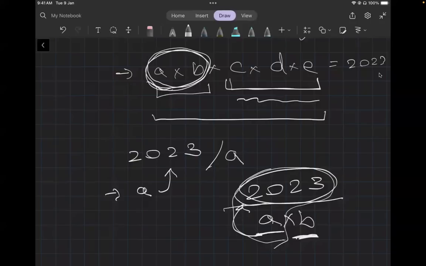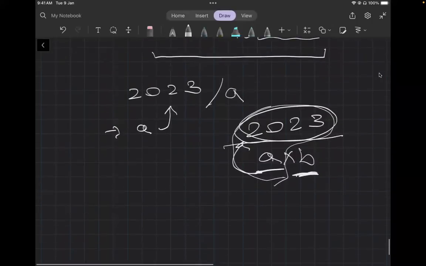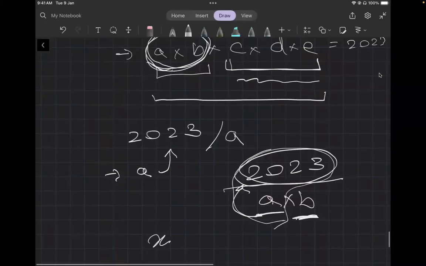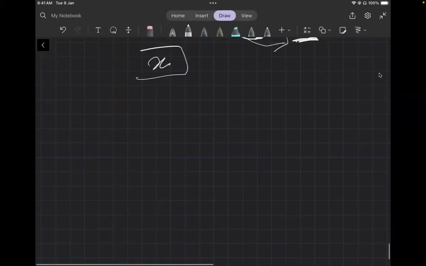If any number is not divisible into 2023 or the number which is left, I can say that this is not a valid solution, because each number is a factor of 2023. So it should be divisible by that number. If it is not, I just say that this is not possible and I print -1. Otherwise, I keep dividing. In the end, let's say it was ABC, so I divide 2023 by A into B into C, and in the end, I am left with a number X.